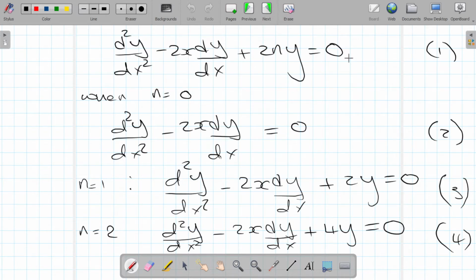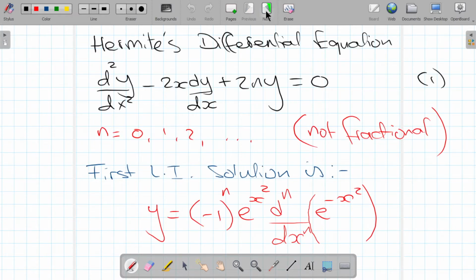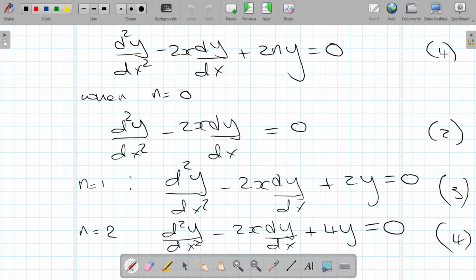So again, I've written the equation down there in equation 1. It's what we had on the previous page, so that's just there for reference. Now, when n equals 0, this term here in equation 1 disappears. So we're just left with d squared y by dx squared minus 2x dy by dx equal to 0.